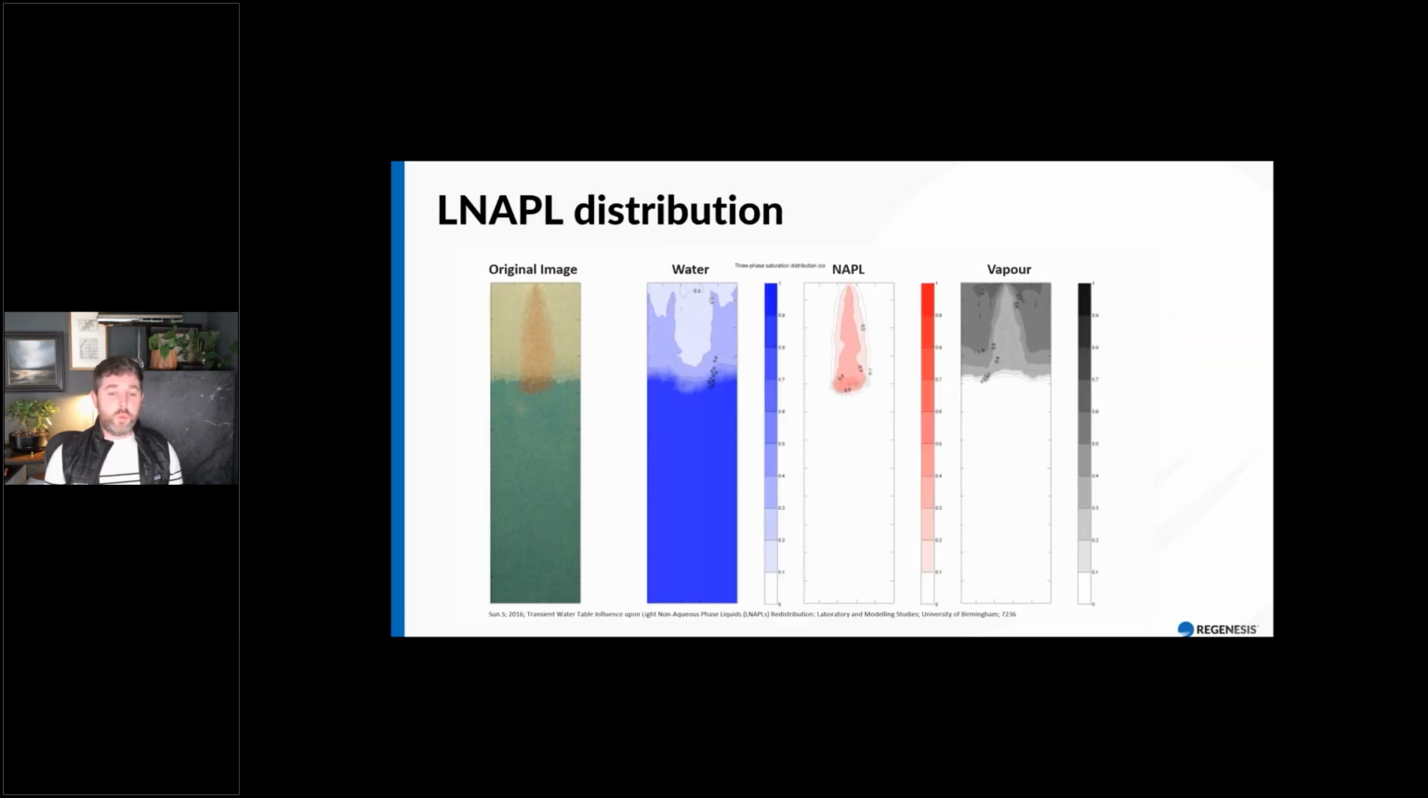So how does this impact the design? I'm a big fan of a sand tank. It's going to be a theme as we move through this presentation.